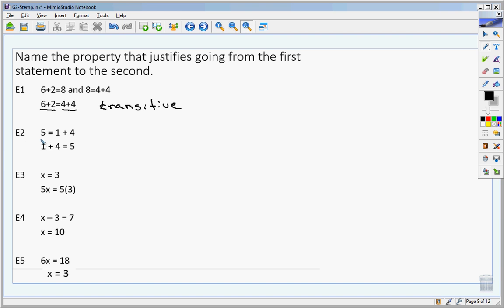Example 2, 5 equals 1 plus 4. But in the second part, they want to say 1 plus 4 equals 5. Which property? This is the symmetric property of equality. And I'm just going to abbreviate it.